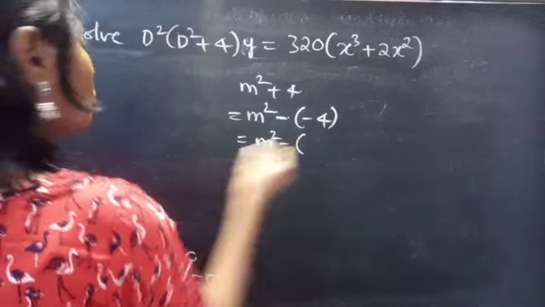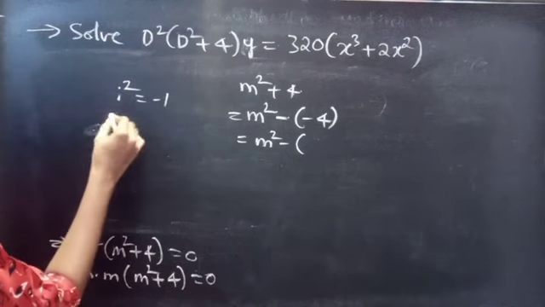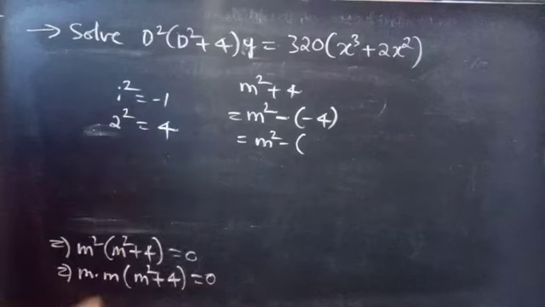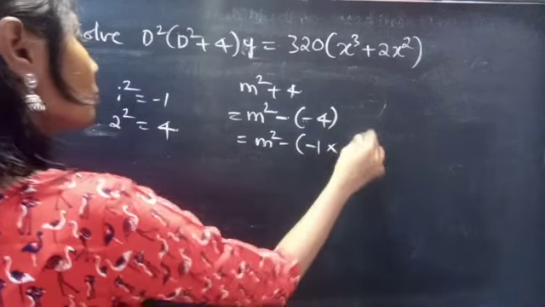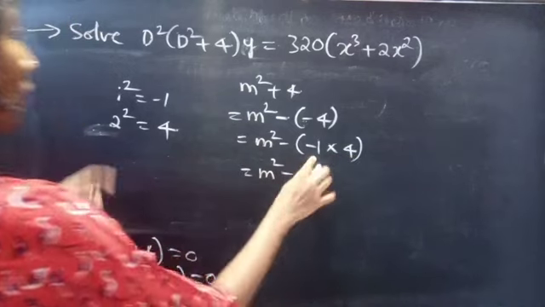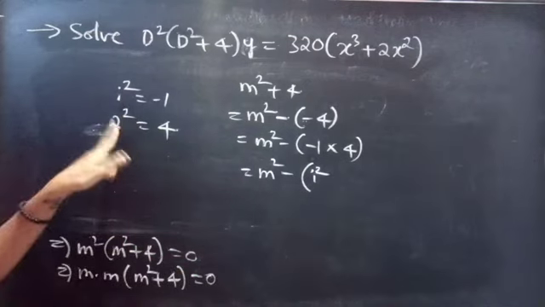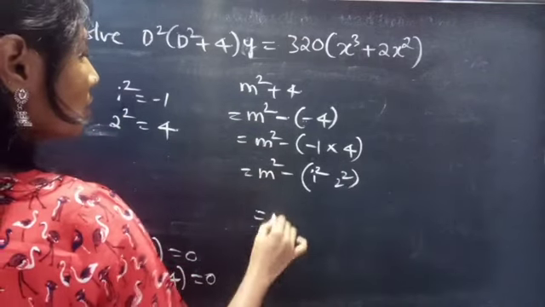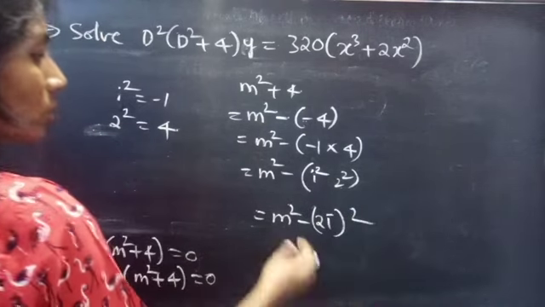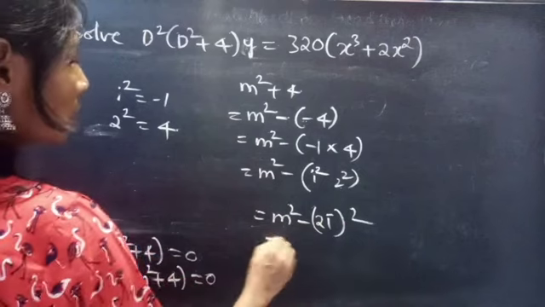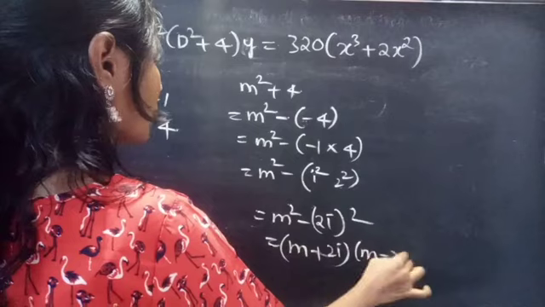Again, we know that i squared equals to minus 1 and 2 squared is 4. Now let's write minus 4 as minus 1 into 4. Now replace minus 1 by i squared, and replace 4 by 2 squared. Now we can write i squared into 2 squared as 2i whole squared, right? Which is of a squared minus b squared form. Again, we can write it as a plus b into a minus b.